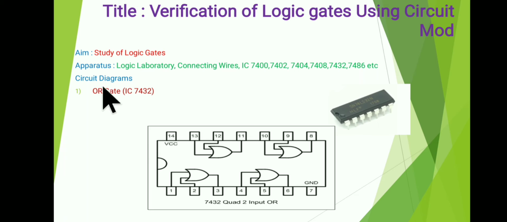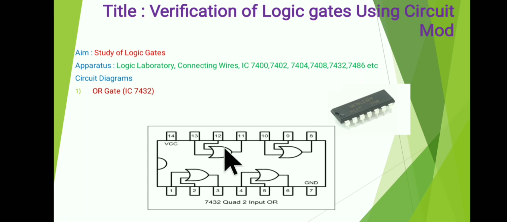First, OR gate. For OR gate, IC 7432 is used. This is the schematic of IC 7432. IC 7432 is a quad 2 input OR gate. Quad means 4, meaning that in this IC a total of 4 OR logic gates are available. See here, this is logic gate 1, 2nd, 3rd and 4th.